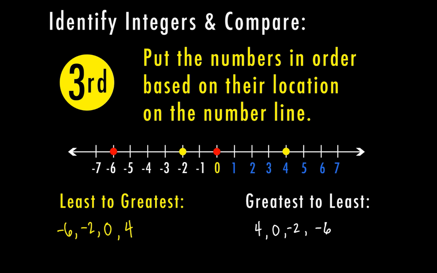But it's very important whenever it asks you to label numbers in order that you pay attention to what they're telling you to do. Because if it says least to greatest, but you label it greatest to least, you're going to get the answer incorrect. You have to do it in the same order that the instructions tell you.